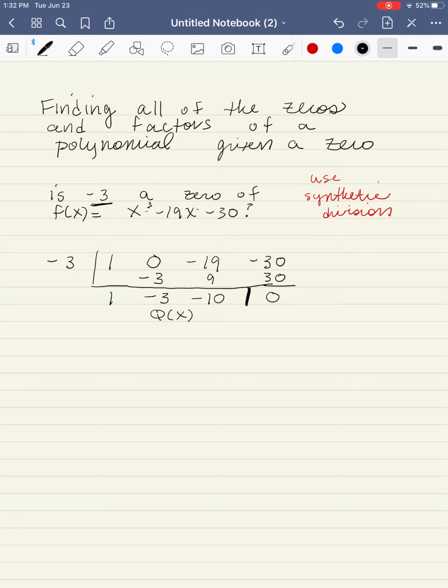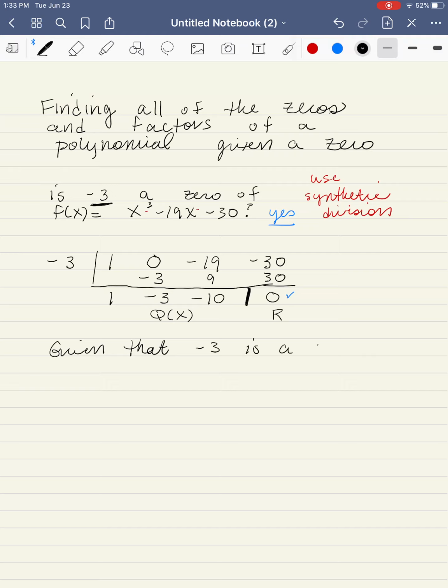And -30 plus 30 is 0. And I always put this line right here because that helps me differentiate between my quotient and my remainder. So if the question is, is -3 a zero of f of x, we see that we have a 0 as our answer right here. Our remainder is 0. So the answer to this question is yes. -3 is a zero.